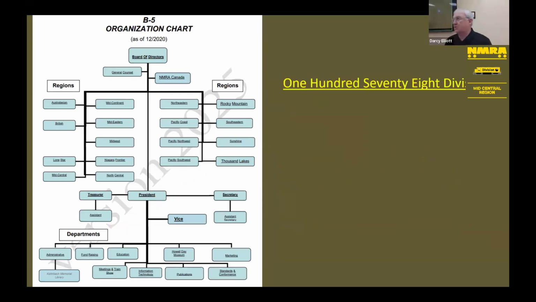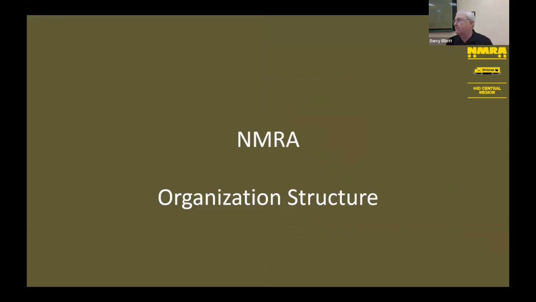178 divisions. Now, if you go on the website and you count, you're going to come up with a bigger number. But look to the right and it's going to say inactive on some of them. So at last count, 178 divisions around the world. That's a lot of stuff. I think it's useful for you to understand, wow, there's a lot of stuff going on out there.